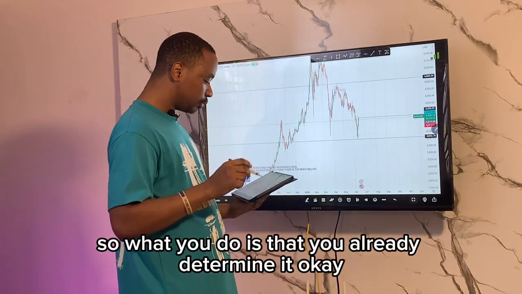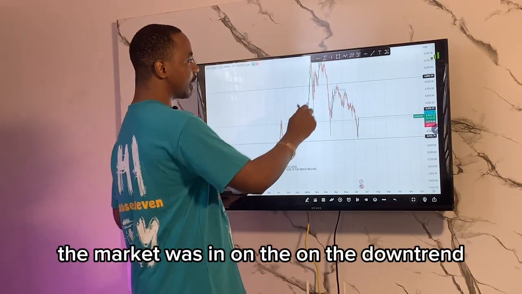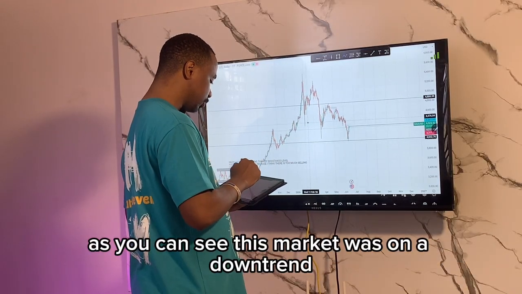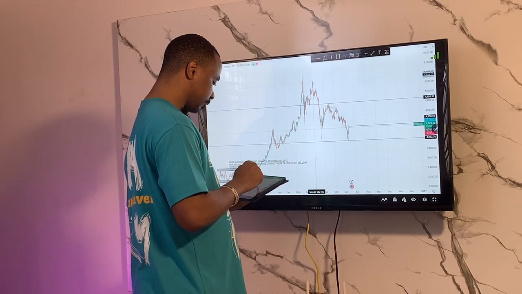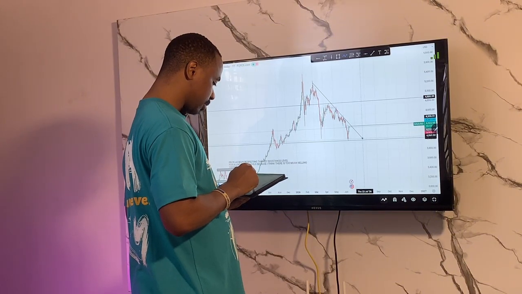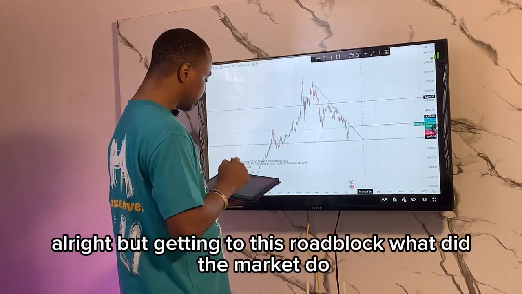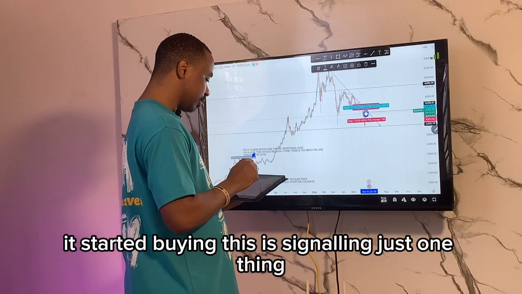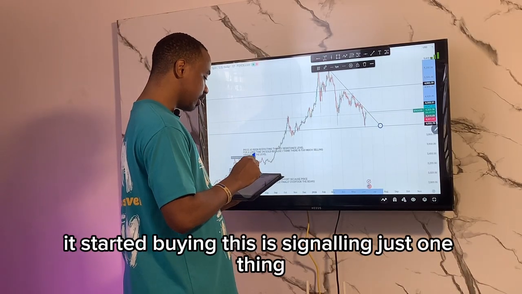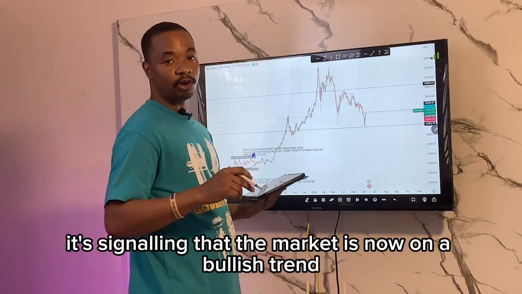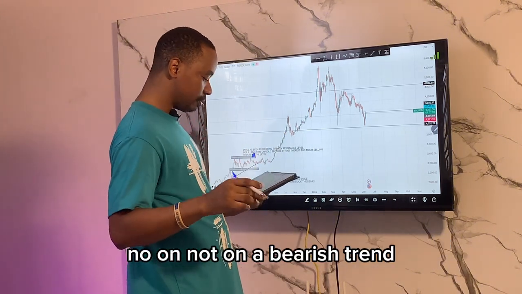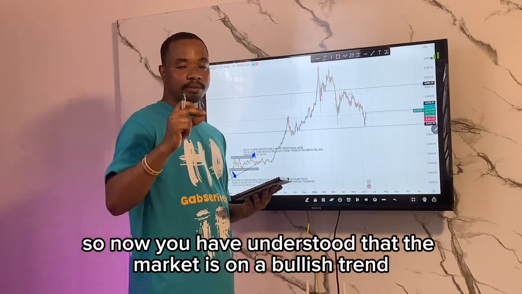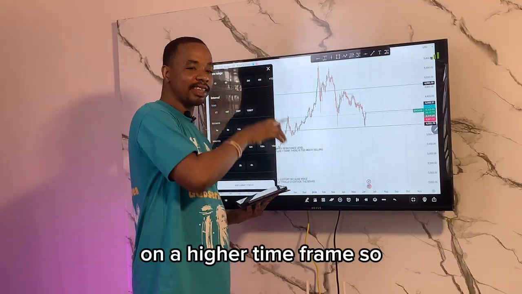So what you do is you already determine, okay, the market was on a downtrend, as you can see. This market was on a downtrend all the way here. But getting to this roadblock, what did the market do? It started buying. This is signaling just one thing. It's signaling that the market is now on a bullish trend, not on a bearish trend. So now you have understood that the market is on a bullish trend on a higher time frame.